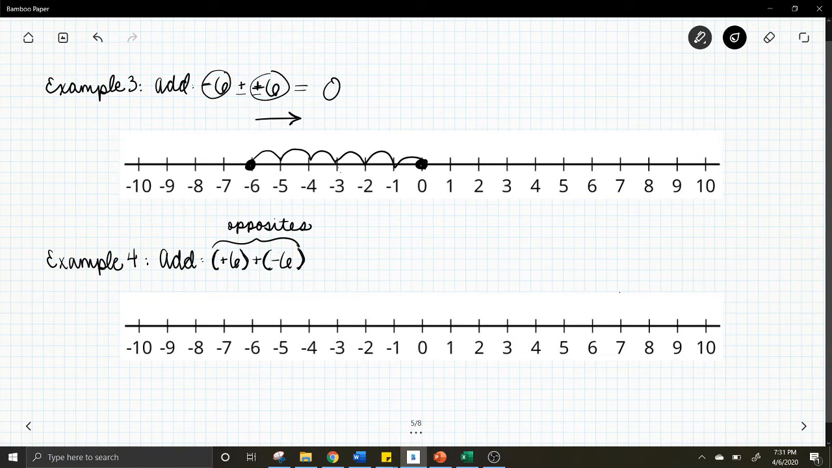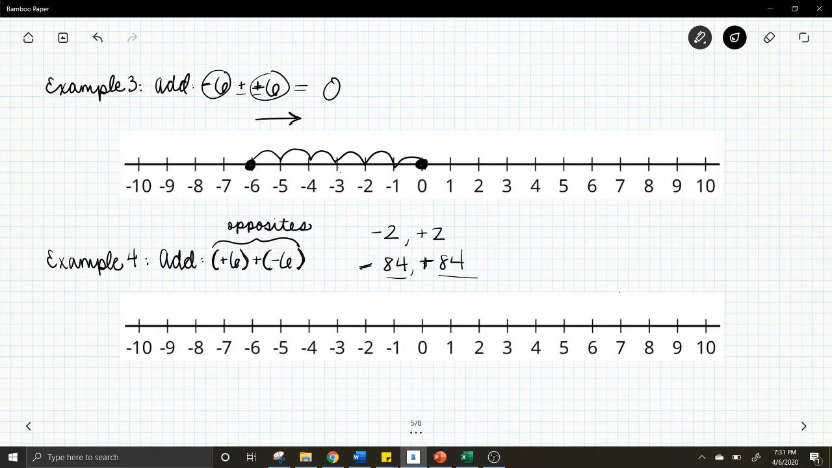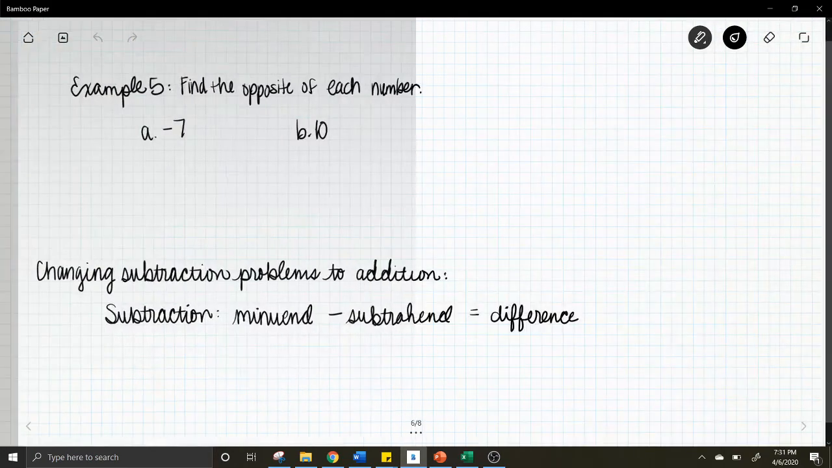So any pair of opposites would be the same digit with opposite signs, negative 2 and positive 2. Negative 84, positive 84. Whatever the numbers may be, you just have to make sure one's negative and one's positive, and that you have the same digit. Okay, so let's move on to identifying some opposites.